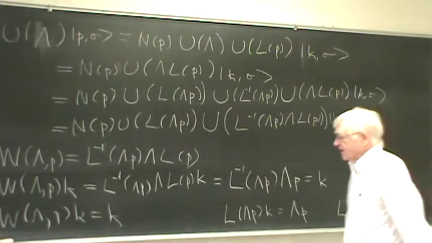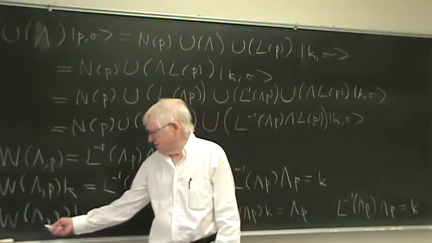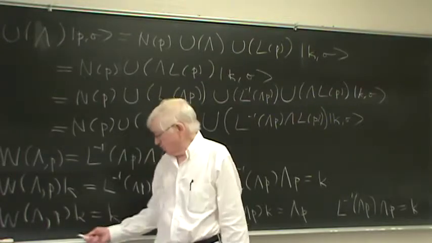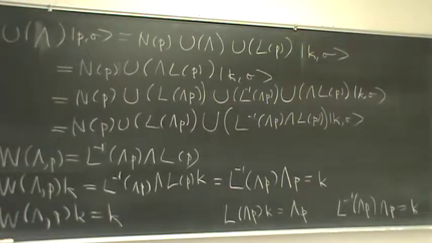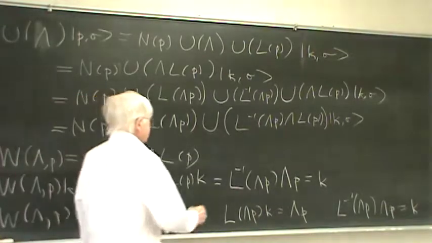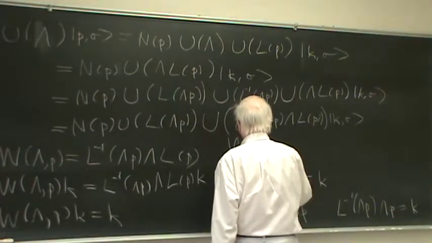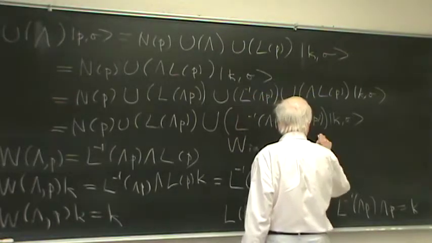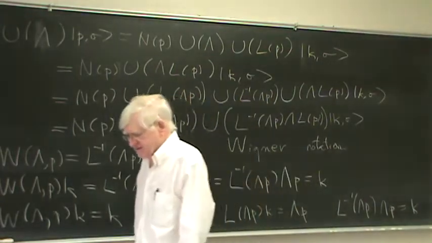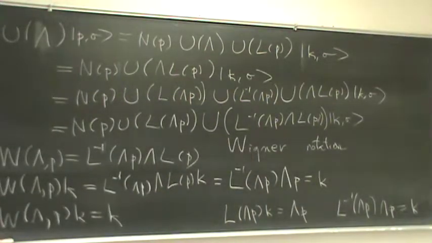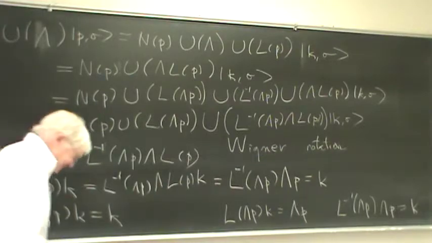Okay, so in the massive case, then, this is a Lorentz transformation that leaves k invariant. K is m0, so this is clearly a rotation. So this thing is actually called a Wigner rotation. In the massless case, it's something else. And we'll find out what that is later today.